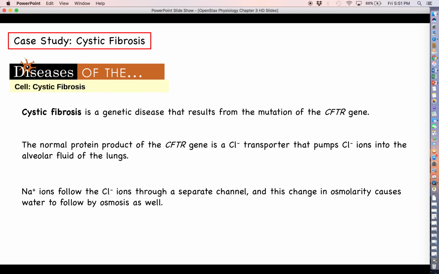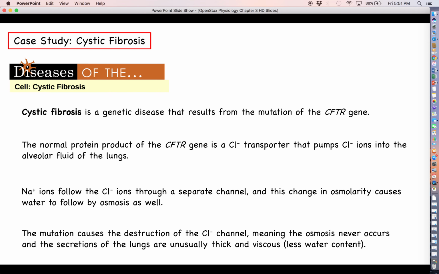This protein with this mutation does not get made properly, meaning the cells of the lungs do not actually make this protein. What this protein ordinarily does, as I was saying, is it pumps chloride ions into the alveolar fluid, and this raises the osmolarity of the alveolar fluid, and this allows water to follow into the alveolar fluid, and this allows the fluidy secretions of the lungs to be nice and wet and not too thick.